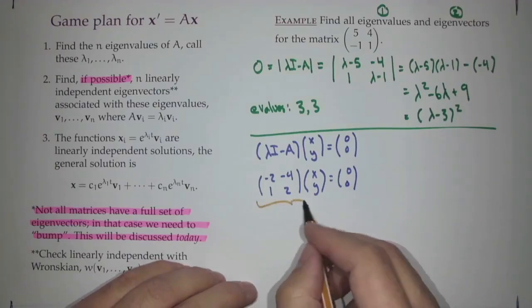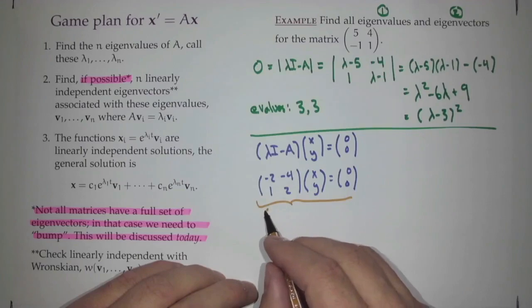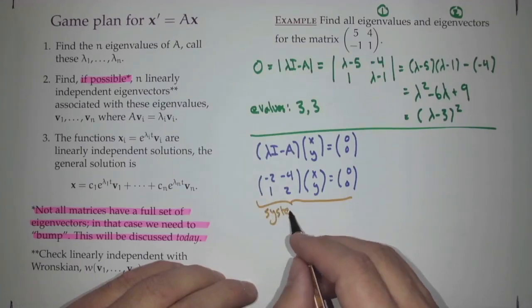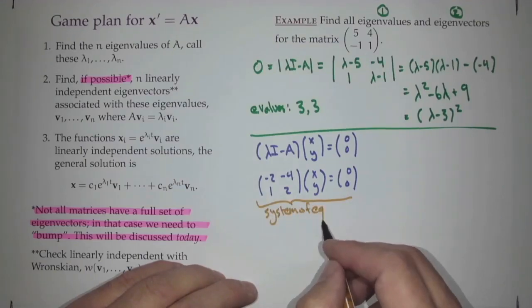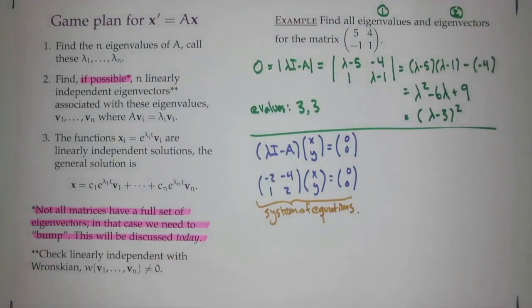We'll write something like this down. What is this? It's a system of equations. Right, it's a system of equations. Good. And so we have to solve it.